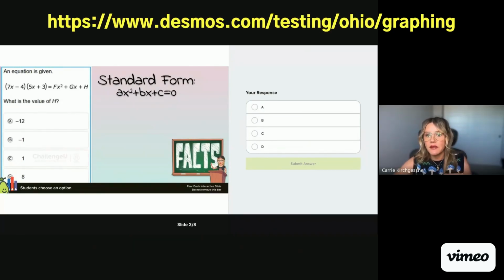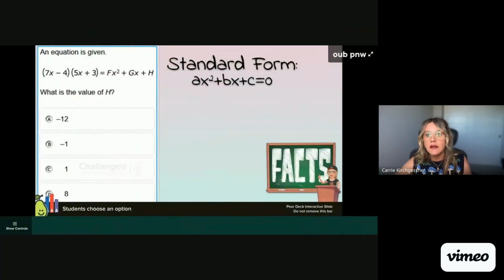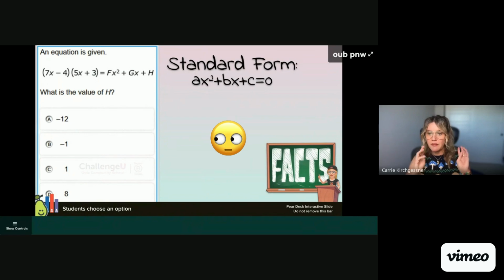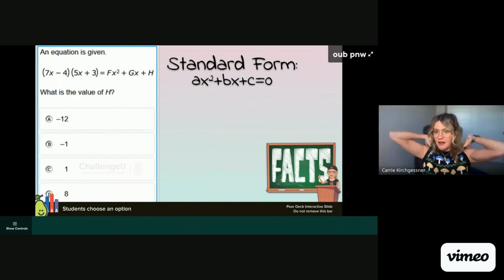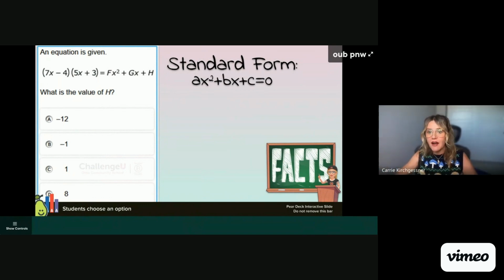All right, now standard form. Can you guys all see this now? Here we go. Standard form. An equation is given: 7x minus 4 times the quantity of 5x plus 3 equals fx squared plus gx plus h. What is the value of h? This looks crazy, right? Is there anybody who can look at this and tell me right away, oh, it's negative 12, it's 1, it's 8?